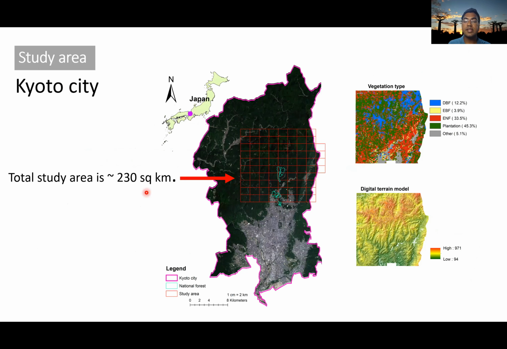Our study area is around 230 square kilometers, and most of the trees in our study area are evergreen conifers and also plantation, which is also made from evergreen conifers. So around 80% of the vegetation of our study area represents evergreen conifer species.